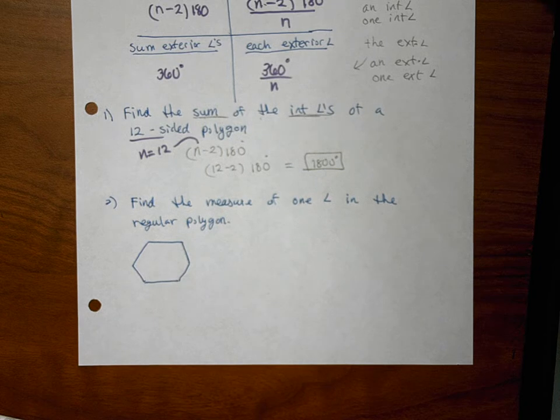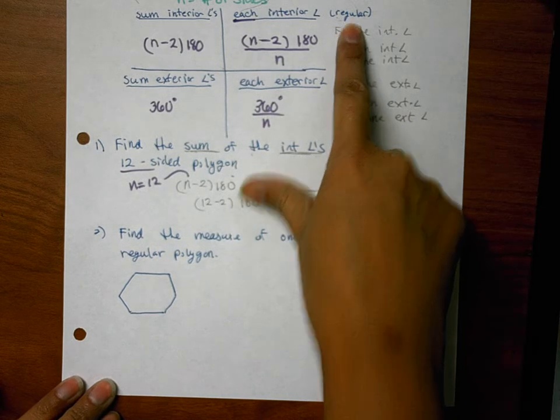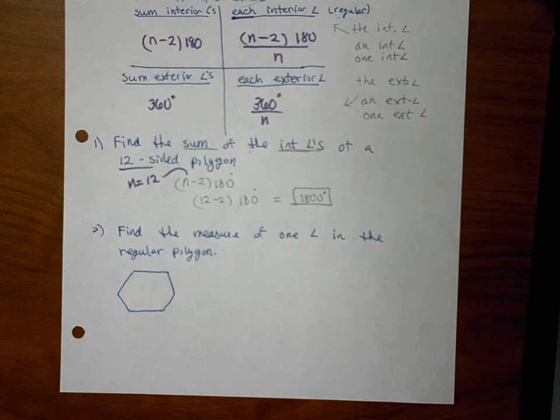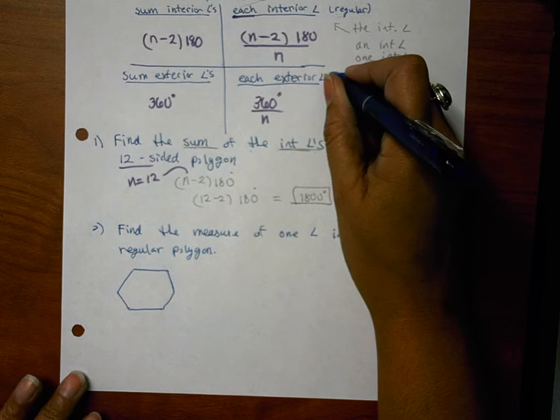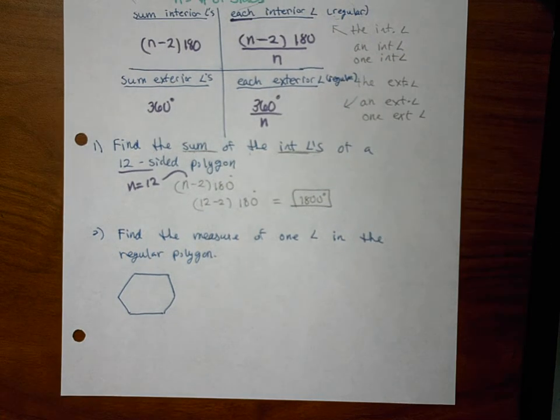All right, find the measure of one angle in the regular polygon. Now, I know mine's not drawn perfect, but imagine this being a regular polygon. Regular meaning all sides are the same, all angles are the same. And the same is true right here as well. This would have to be regular. In order to find each, they would all have to be the same.